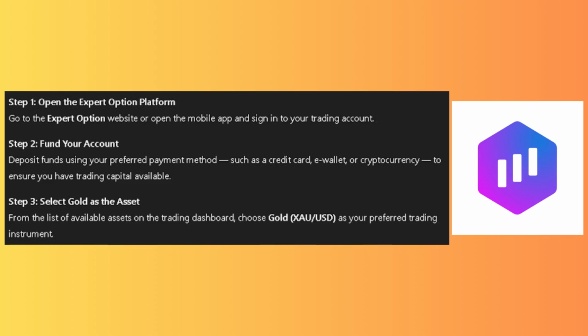This could be a credit card, e-wallet, cryptocurrency or debit card to ensure you have trading capital available. Select gold as the asset. From the list of available assets on your trading dashboard, choose gold or XAU USD as your preferred trading instrument.